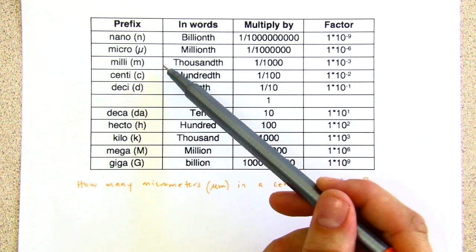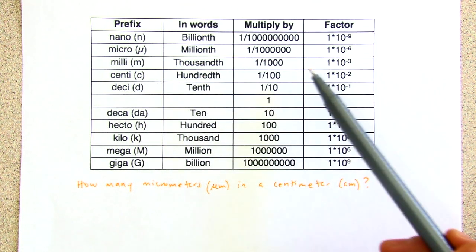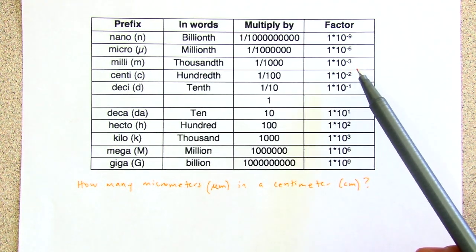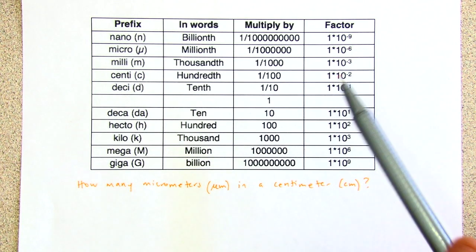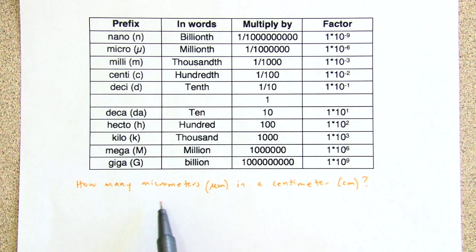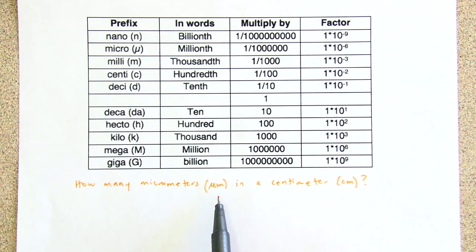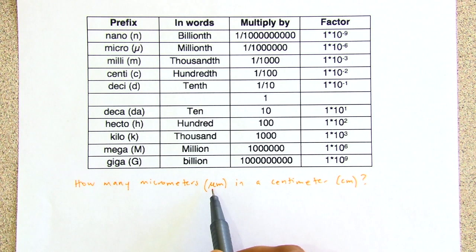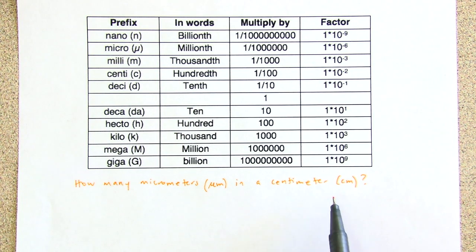So take a look at the powers of 10 that these correspond to, and we're going to try to do a practice problem. So the practice problem is how many micrometers, is how we pronounce that. Micron is another way of saying the same thing. So how many microns, or how many micrometers, this is the Greek letter mu, so this mu m is micrometers. How many micrometers in a centimeter? I'm going to show you a few ways to solve it. So how many micrometers in a centimeter?